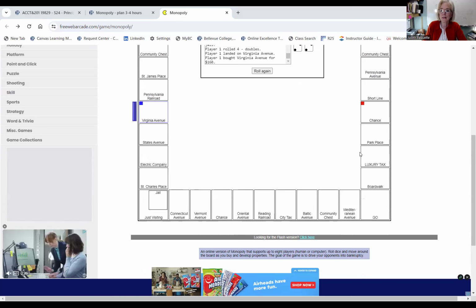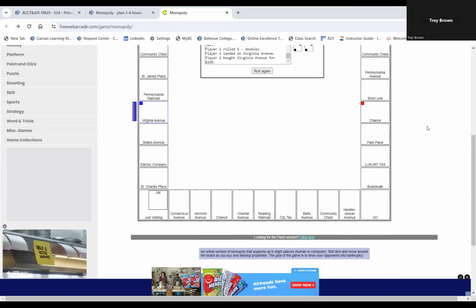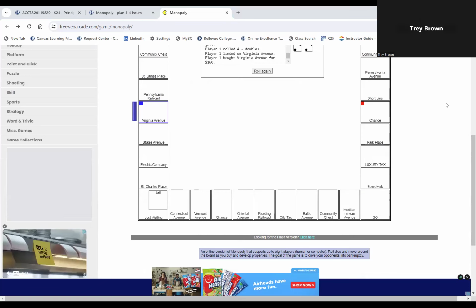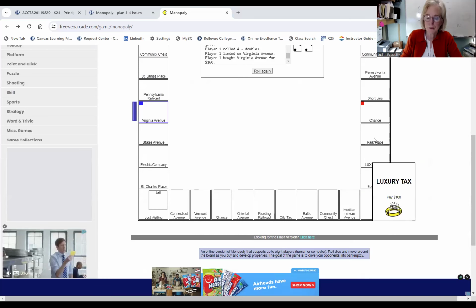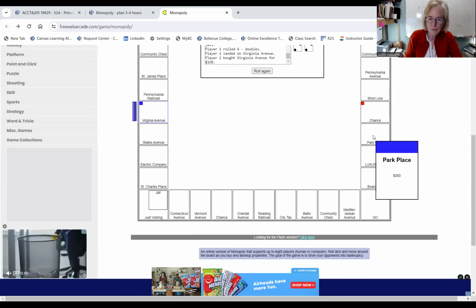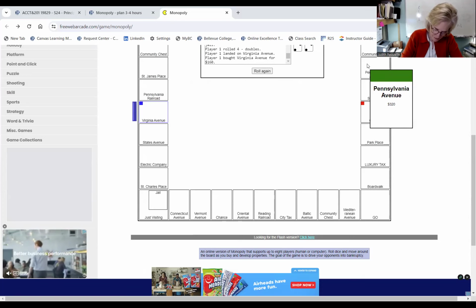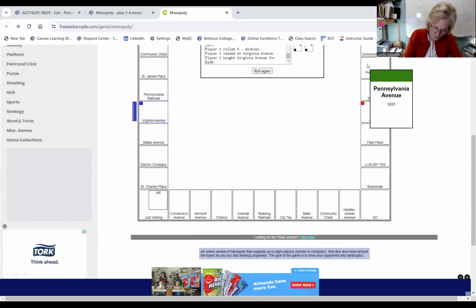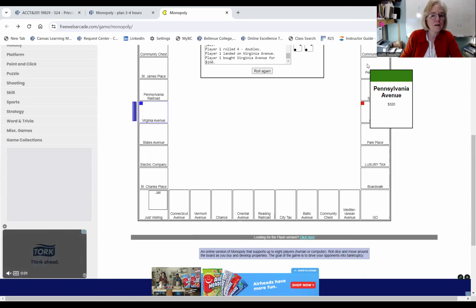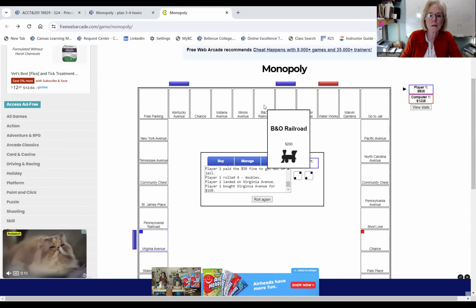Okay, and then Park Place, you bought for how much? The full price, originally? 350. Yeah. Okay. Park Place, 350. And you got Pennsylvania Avenue, which was worth 320. And you got B&O Railroads, which was what, 200? Yeah.